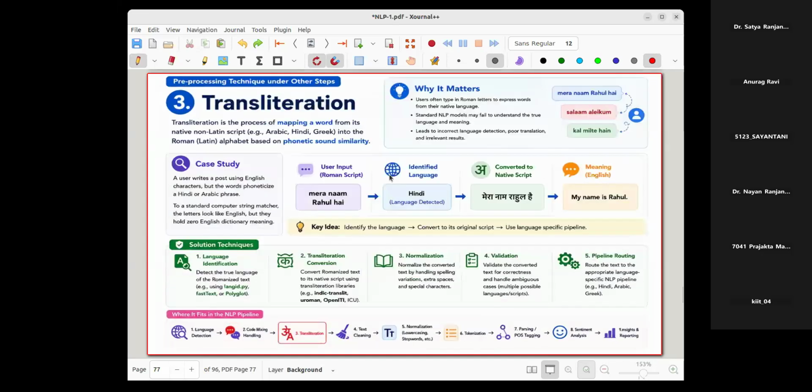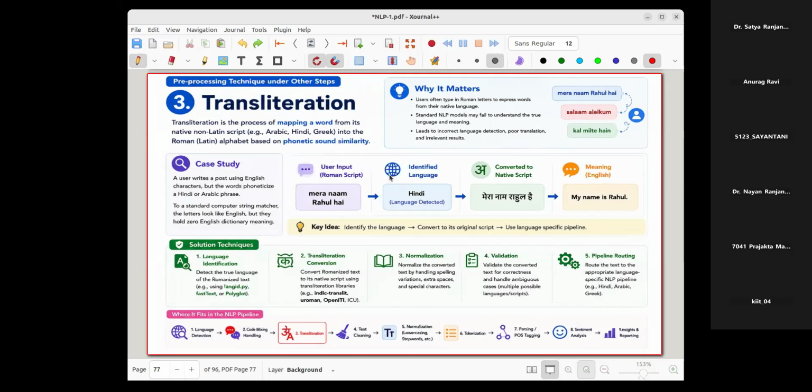Third one is called transliteration. Transliteration is now very common. You may not get code mixing that much, but transliteration you will definitely get. Transliteration is the process of mapping a word from its native non-English language into Roman alphabet-based phonetic sound similarity. Means if you want to write in Hindi, but the script is not Devanagari, rather you are using Roman letters, English letters, to write it.